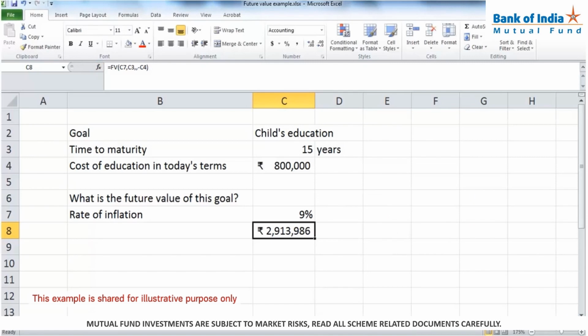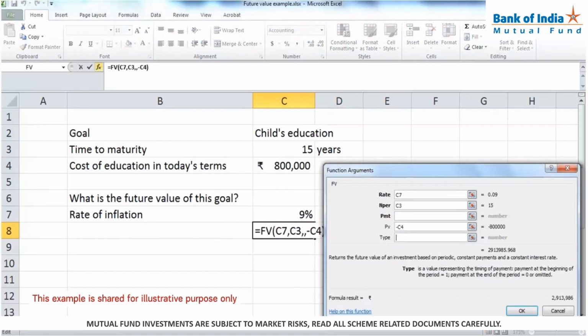The resulting amount is 29,13,986 rupees. This is the amount Amit and Shobha will need at the end of the 15-year period given their assumptions. Microsoft Excel can be used to make such estimates of goals and give them a definite number.